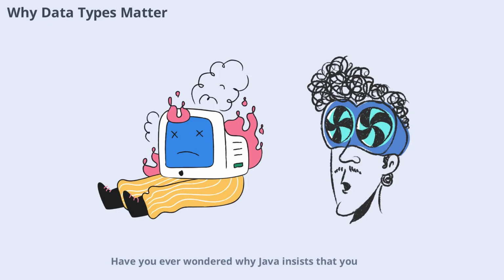Have you ever wondered why Java insists that you declare whether a variable is an int or a double? It's not just a quirky rule, it's all about memory efficiency. By specifying the type, Java knows exactly how much space to reserve and how to handle your data. This means your programs run faster and use less memory, which is crucial for everything from mobile apps to massive enterprise systems.